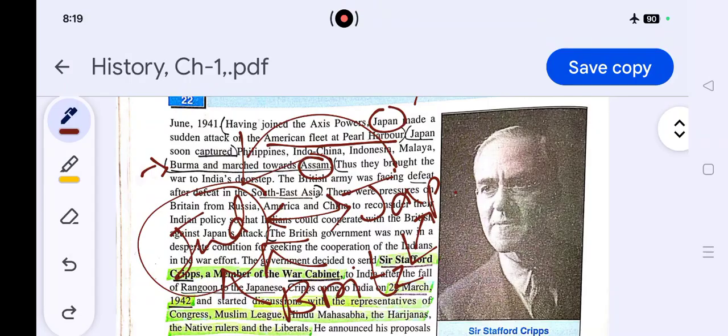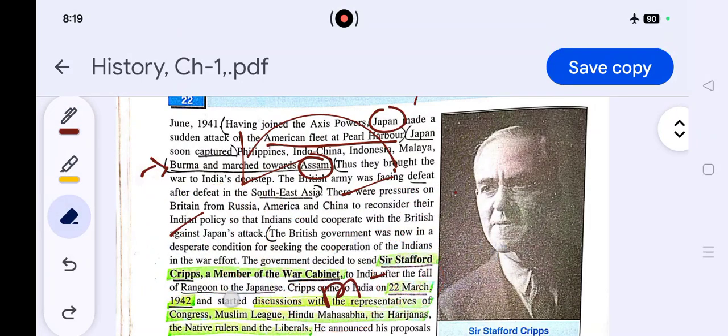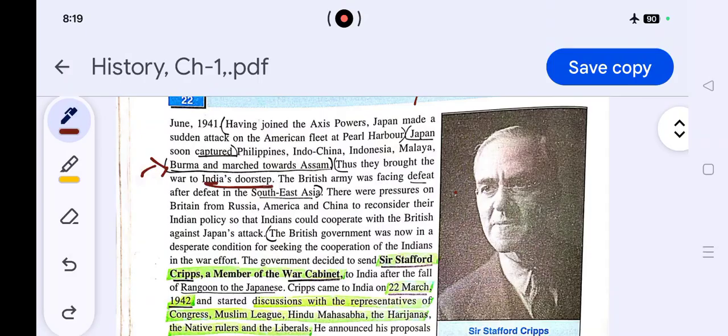The mere fact that India was under British rule made the Indian rulers think that Japan wanted to attack India. Thus, they brought the war to India's doorstep. Why India's doorstep? Because Japan was coming all the way from Indonesia, Malaya, and Burma towards Assam, so she could also attack Assam. The British army was facing defeat after defeat in Southeast Asia.